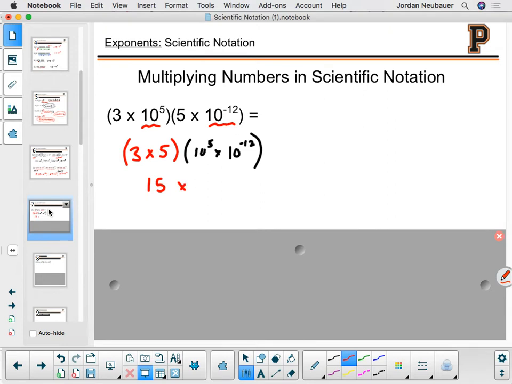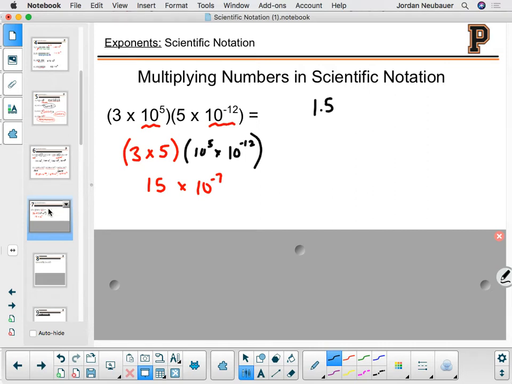10 to the 5 plus negative 12 power is going to be 10 to the what? Negative 7th power. Now, you guys might be thinking to yourself, Neubauer, 15's too big. Which is 100% true. 15 is too large of a base because it is not between 1 and 10, so this is how you handle that. 15 itself can be written in scientific notation.